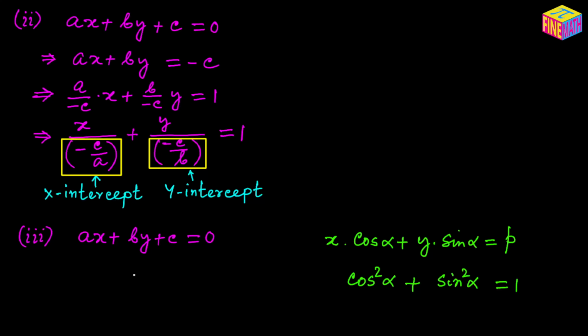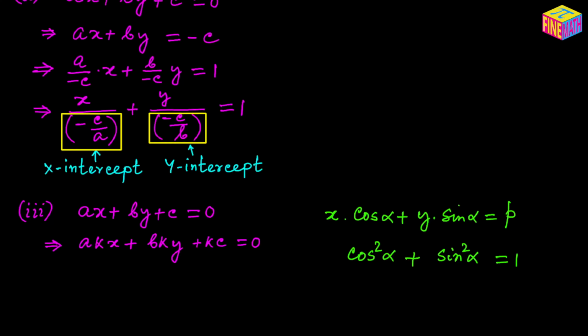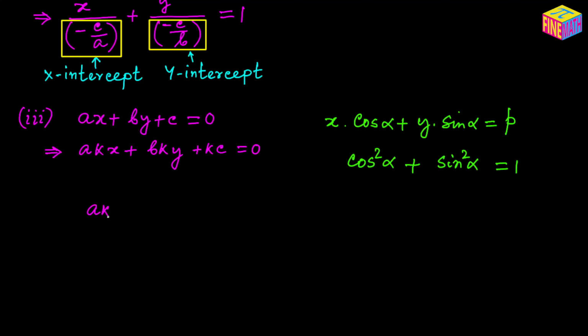So let's assume that we have to multiply by k on both sides of the original equation so that we get a coefficient of x and coefficient of y in such a way that the sum of their squares would be equal to 1. If we multiply both sides of this equation by k, we get a times k times x plus b times k times y plus k times c is equal to 0 times k, that is 0. Now k's value has to be such that (a times k) whole square plus (b times k) whole square has to be equal to 1, and then only we can easily convert this into the perpendicular form. So now let's try to find out what that k should be.